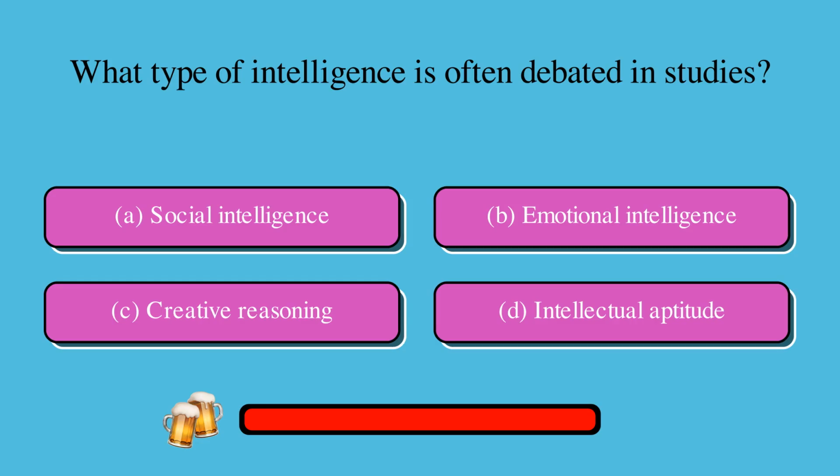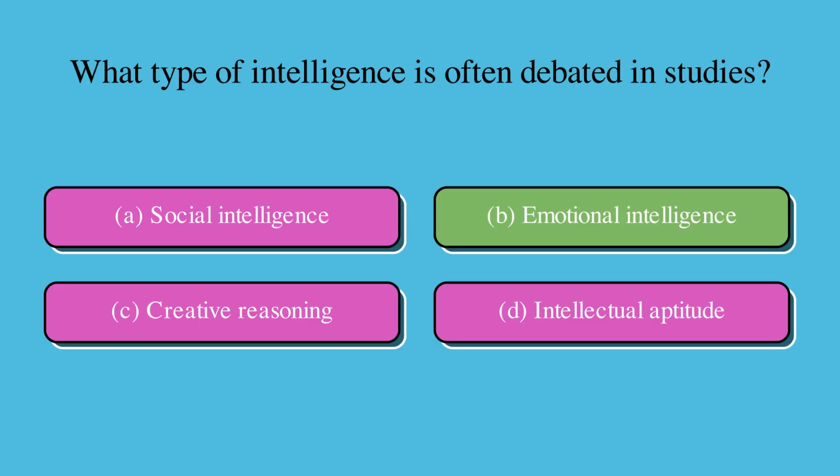What type of intelligence is often debated in studies? Is it A. social intelligence, B. emotional intelligence, C. creative reasoning, or D. intellectual aptitude? The correct answer is B. emotional intelligence.